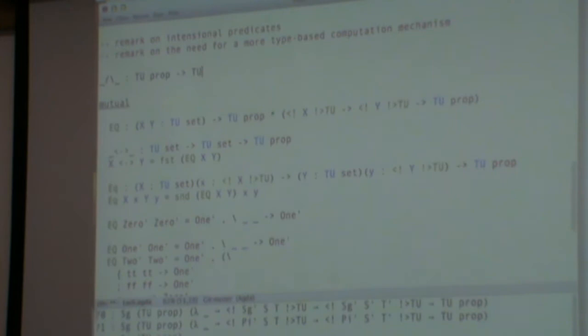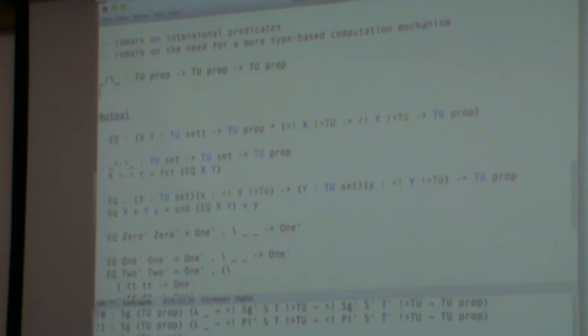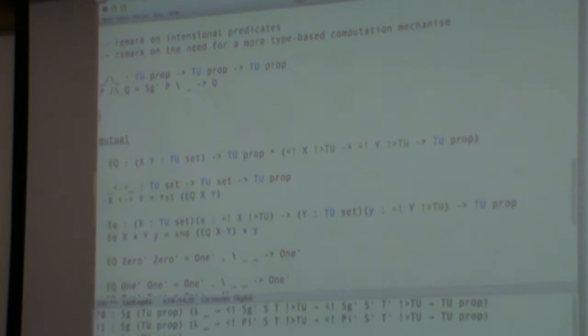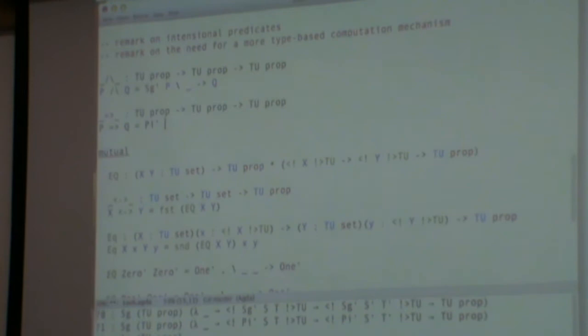Given two props, I want to be able to form conjunctions, just ordinary conjunctions. And that's going to be P and Q is Sigma P, that's just the non-dependent version. And I want to have implication with the same type, and P implies Q will be for all proofs of P, because Pi takes a set as its domain, give back Q. So that's just a little shorthand. And now we're pretty much ready to go.